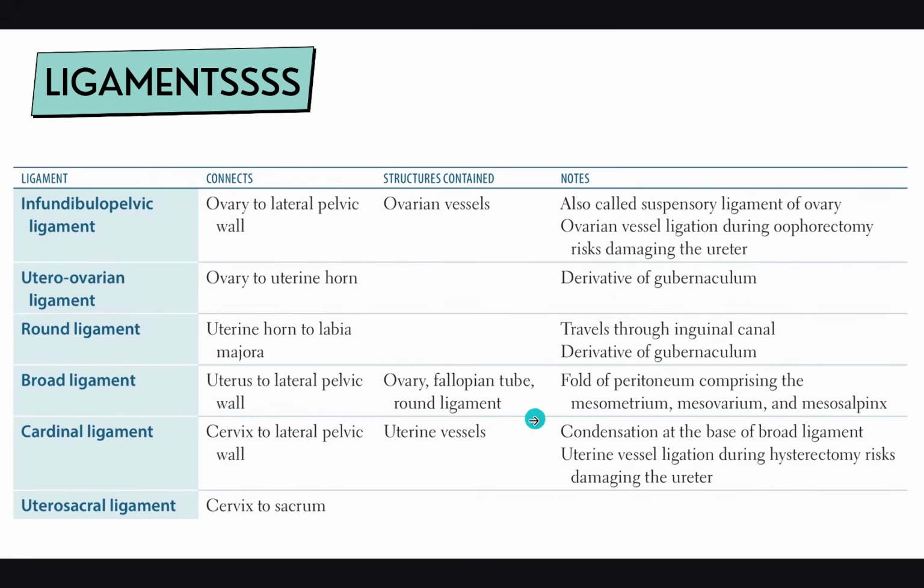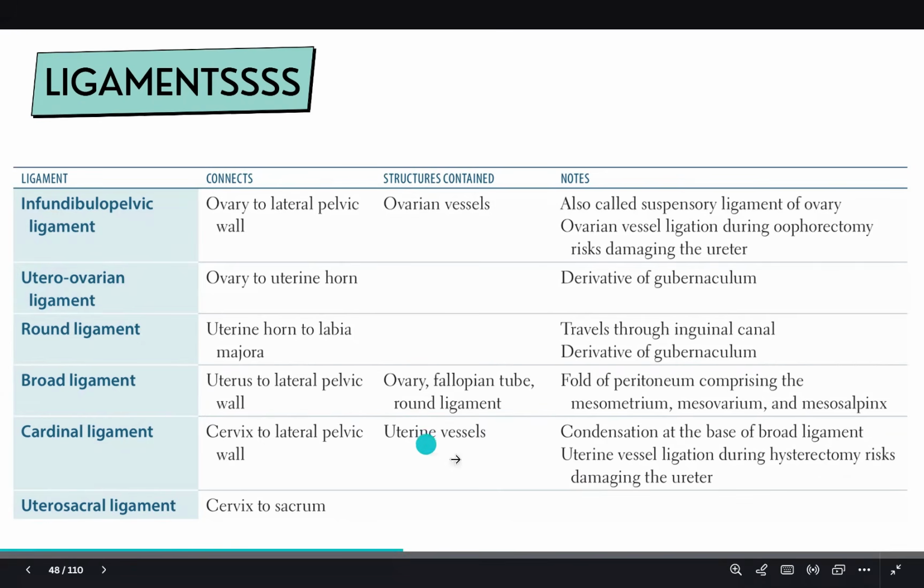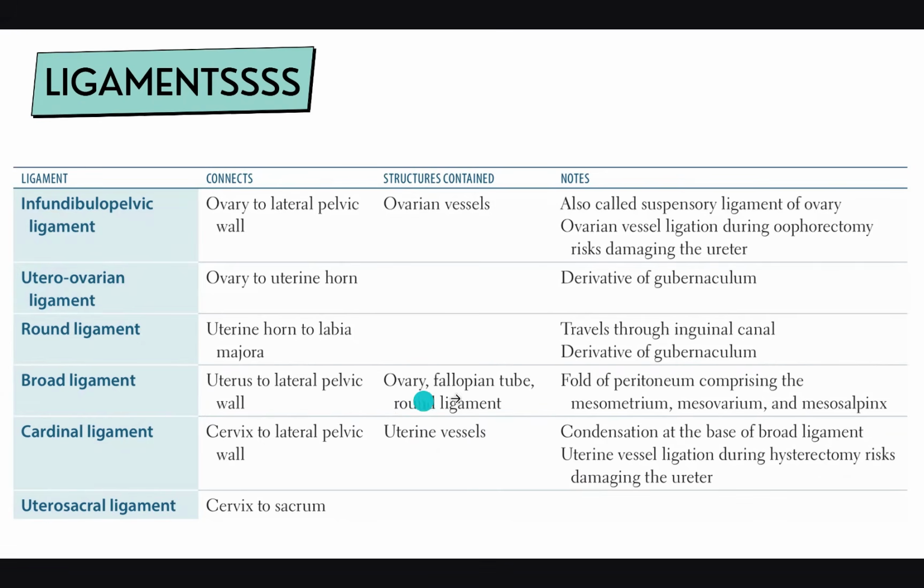So I did not mention this before. So listen carefully. What are the structures inside the broad ligament themselves? The structures inside the broad ligament are three. We have the ovary, the fallopian tube, and the round ligament. Okay, you can remember that's ROF if you want. Okay, so what is inside the broad ligament? You have the round ligament, ovary, and fallopian tube.